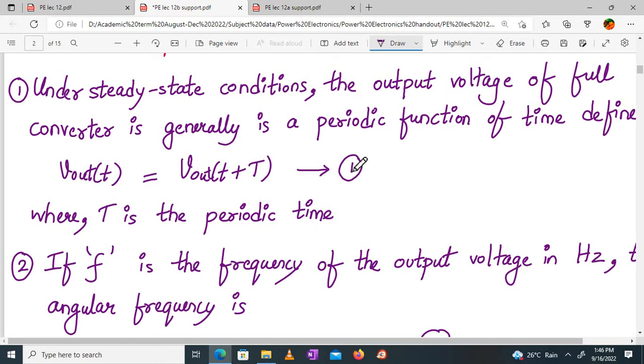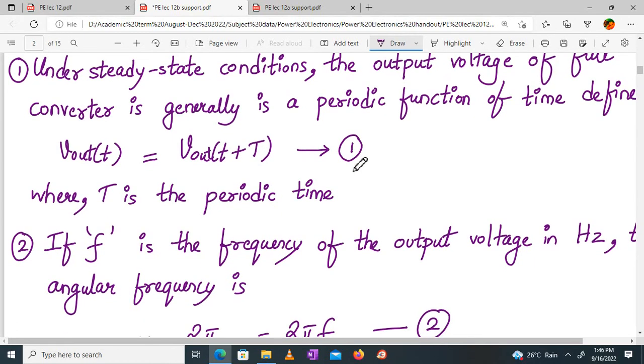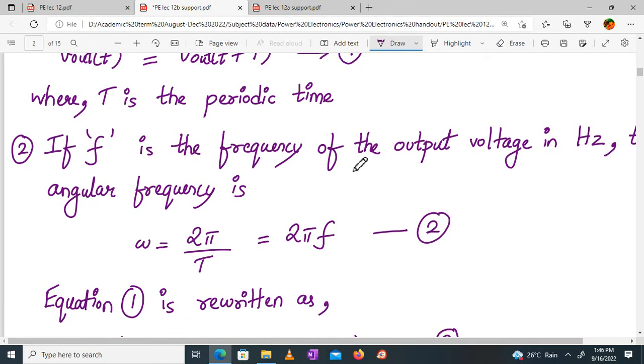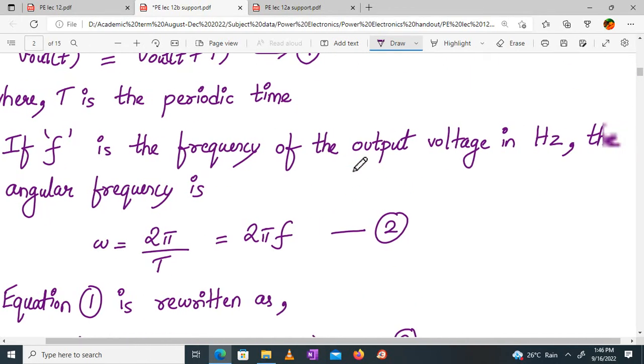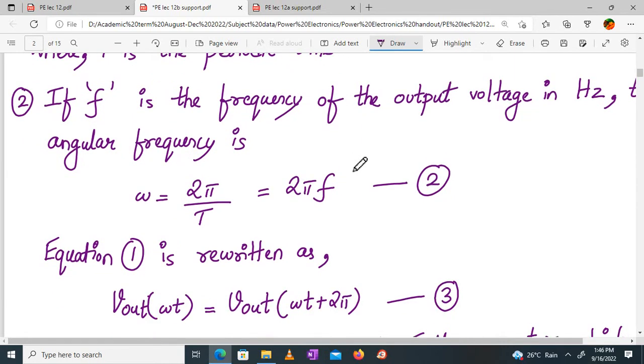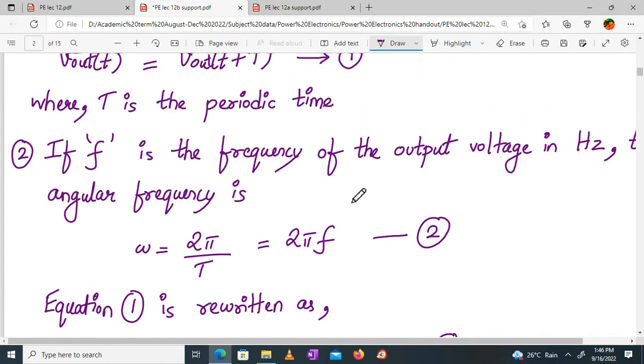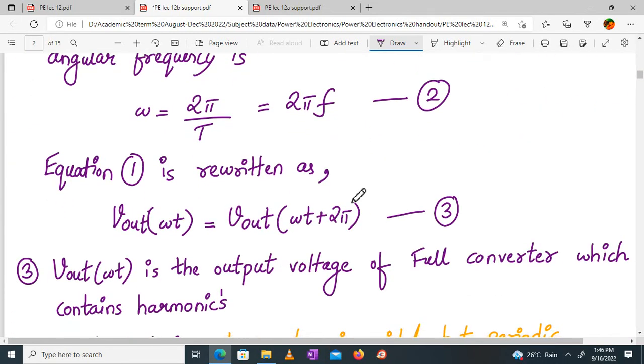Number one, that it's a periodic signal, correct? And normally, all of our waveforms, whichever we have analyzed, are periodic signals. Now, if f is the frequency of the output voltage in hertz, then the angular frequency will be omega equal to 2 pi by T, 2 pi f, right? This you know. So equation number 1 can be rewritten as v out of omega t is equal to v out of omega t plus 2 pi.